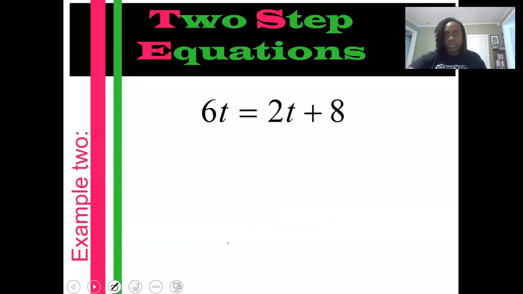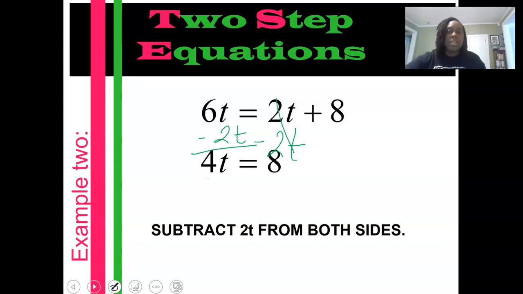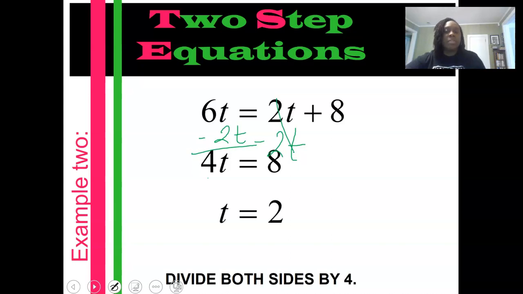For our second example, the first thing that we're going to do is subtract that 2t, because we're trying to get all the variables on the same side. Because 6t is already on the left, we're going to move the 2t to that same side. And when you do that, 6 minus 2 gives you 4, and those two cancel out. So 4t equals 8. And then our next step, because again, we're trying to isolate the variable, is to get rid of the 4. The opposite of multiplication is division, so we're going to divide both sides by 4.